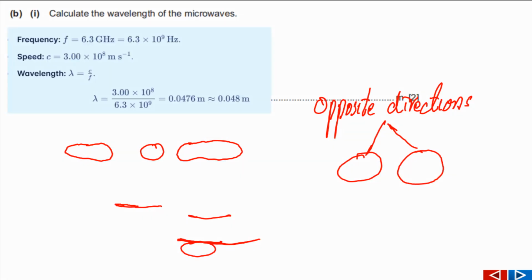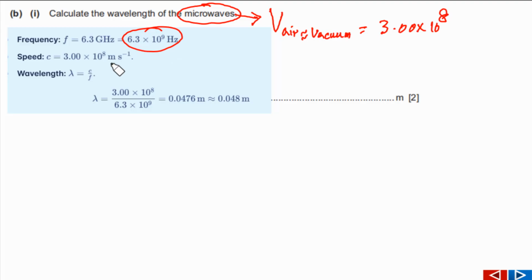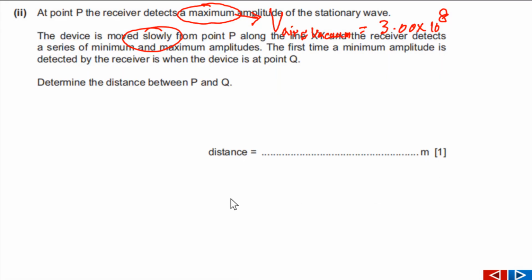Here we need to calculate wavelength. Simply use the formula and you can find the wavelength. But you have to be clear, microwaves are electromagnetic waves, and the speed in air, v in air, is about equal to v in vacuum. So this number you need to understand. What is the value of the speed? That is 3.00 times 10 to the 8. Then you can plug in. You have the frequency, so you can find lambda.